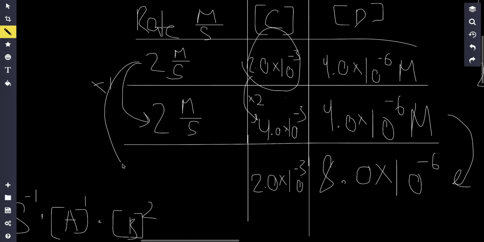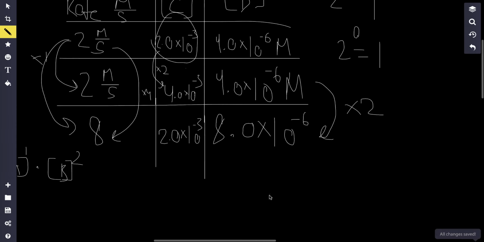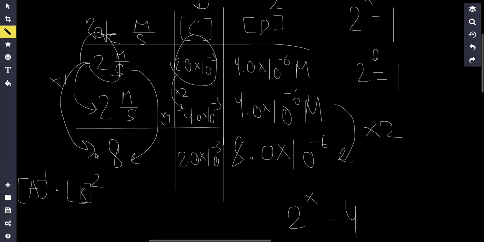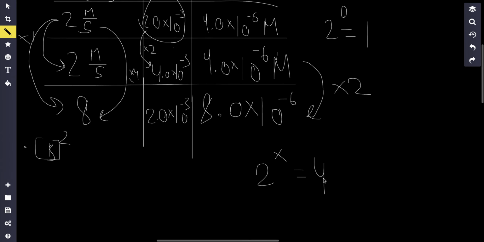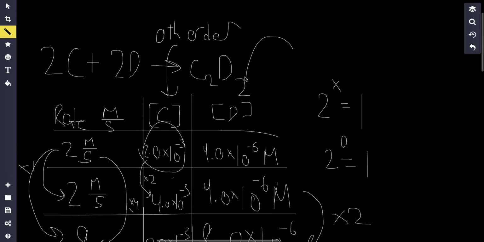And let's say that my rate increased, let's just say, to 8. So notice how this is a 4 times increase. So when I increased my concentration by 2, I get a 4 times increase in my rate, right? My rate was originally 2, then it went to 8 molars per second, so that's a 4 times increase. 2 to what power gives you 4? 2 to the second power gives you 4. So that means my reaction is second order with respect to D.